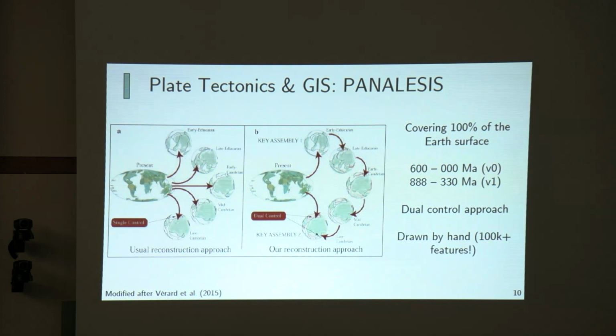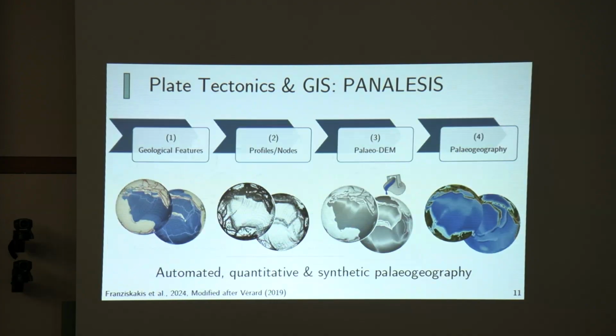Geodynamically coherent. You cannot just switch things between reconstructions as other software do. And we have constantly evolving versions, working on releasing them because it's a very time-intensive process. You have more than 100,000 features that are drawn by hand. And from this, we can derive fully quantified paleogeographic maps of the Earth's past.